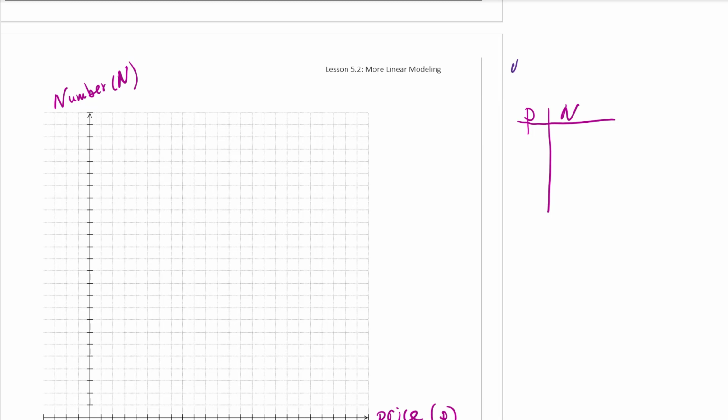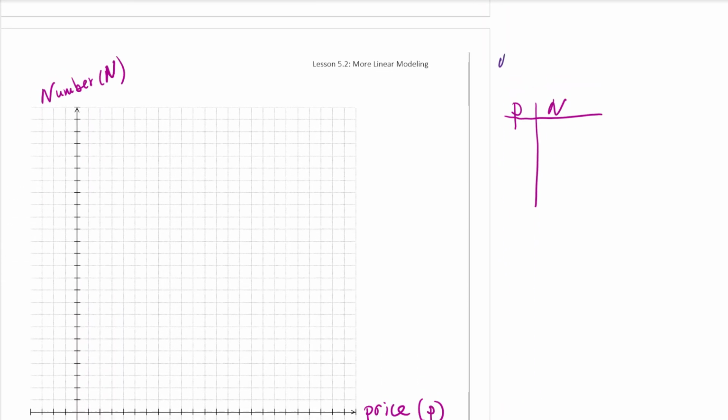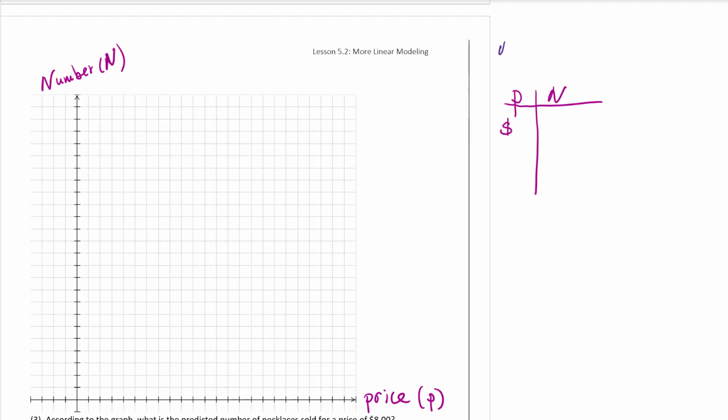All right, so if we read the question, it says that if the price is $12, then you can get 200 sold. I'm also hoping you print your lessons from Blackboard so you can reference them instead of just looking at the screen, and maybe go along with me or write whatever you have in your notebook. But here we go. We got the price is 12 and the number of necklaces is 200, and then when the price is 10, we can sell more, 300. So we're going to go ahead and decide how we're going to graph this.